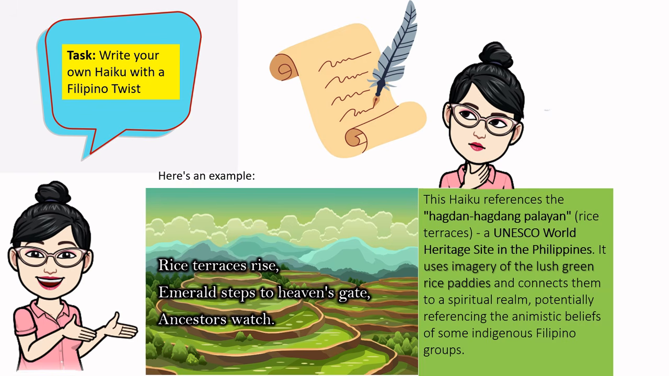This haiku references the Hagdan-Hagdang Palayan or the rice terraces, which is a UNESCO World Heritage Site in the Philippines. It uses imagery of the lush green rice paddies and connects them to spiritual realm, potentially referencing the animistic beliefs of some indigenous Filipino groups. Same with our first example, it follows the 5-7-5 syllable rule.